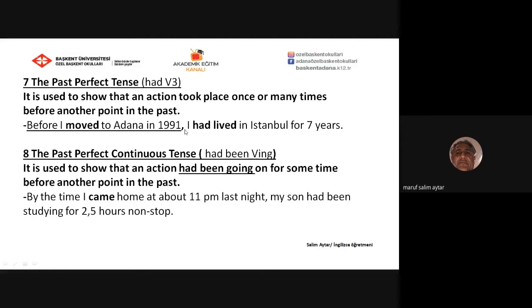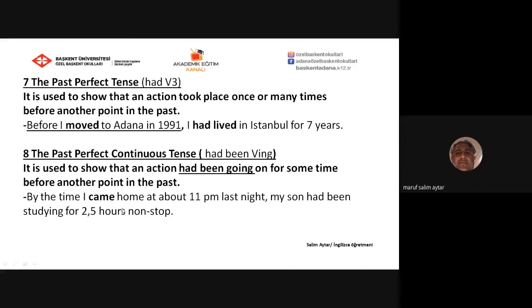Then we have the past perfect continuous tense, and that is written with "had been verb-ing" actually. It is used to show that an action had been going on for some time before another point in the past. It shows a kind of duration, how long an action was going on, for example.